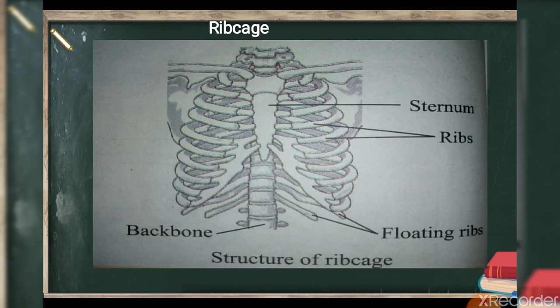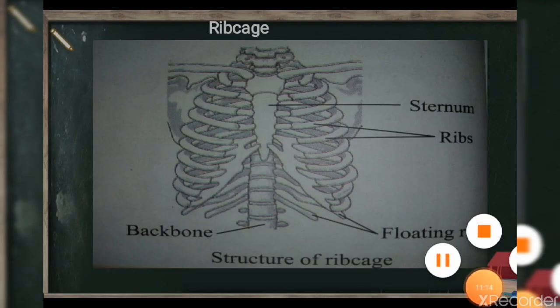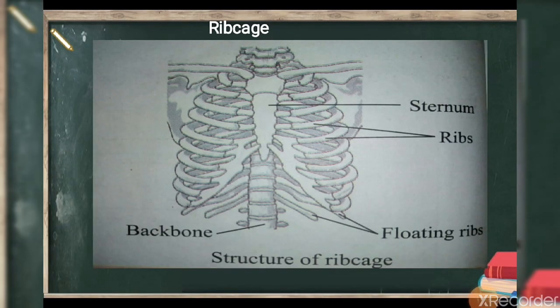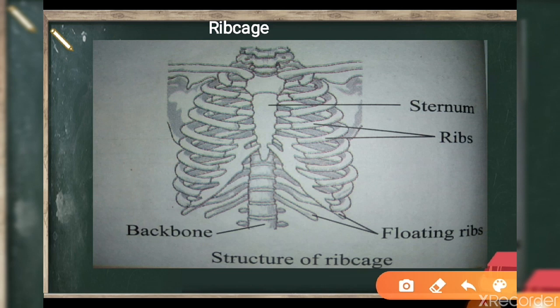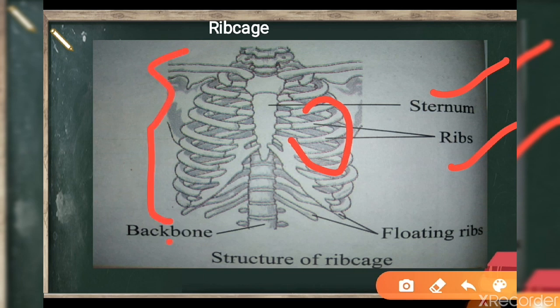Got it? Now you can see this is the structure of a rib cage. This is the sternum. These are the ribs, how many? 12 pairs. This side 12 and this side also 12. This is our backbone. These are the floating ribs.